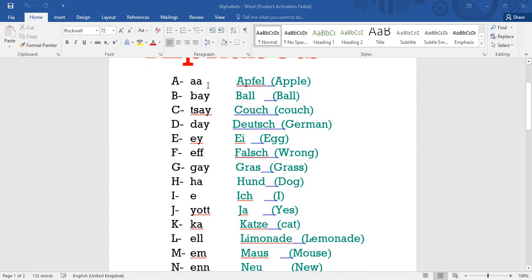First of all, we have A. This will give the sound of A, double A. So this is Apfel, not Apfel. This is Apfel. It means apple.